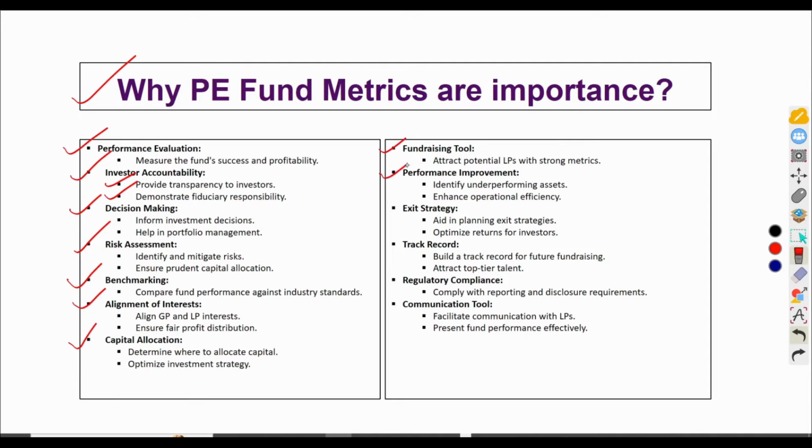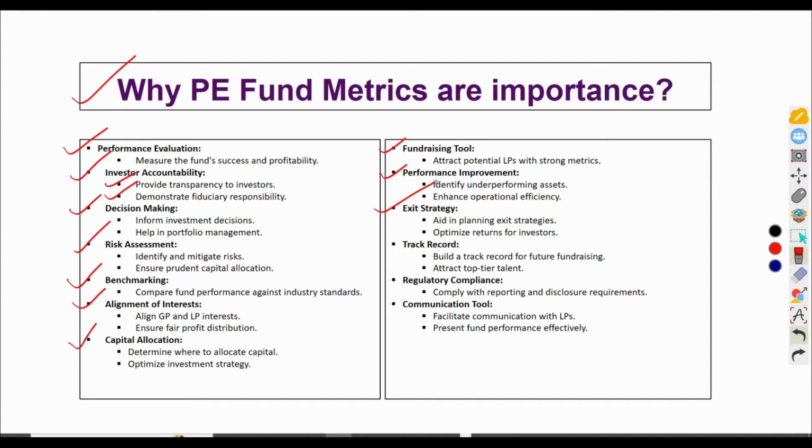Then performance improvement. Metrics will help you to identify underperforming assets, and you can enhance the operational efficiencies through your metrics, right? You can set the metrics. Let's say you have invested in 10 assets and you have set the benchmark of 10% for the next 1 year. If any asset does not achieve the 10% bar, it means that asset is underperforming, so you can change your strategy for that particular asset. This is how you can take the full leverage of different metrics in your private equity business.